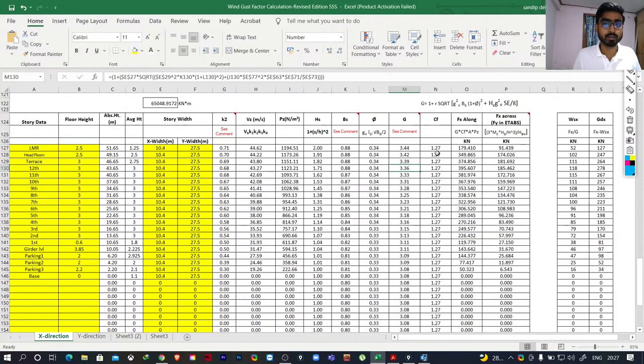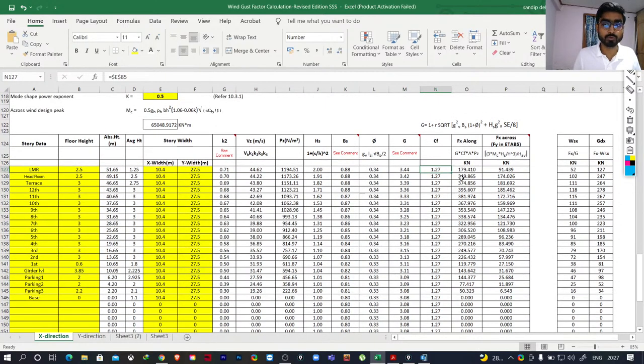The Gust vector. Now CF we have kept same obviously. So ultimately we will need to find out the force. The force will be CF multiplied by the frontal area. Frontal area we have considered as the average height multiplied by the width. For x direction it will be y. For y direction it will be x.